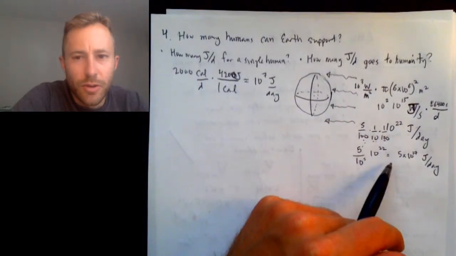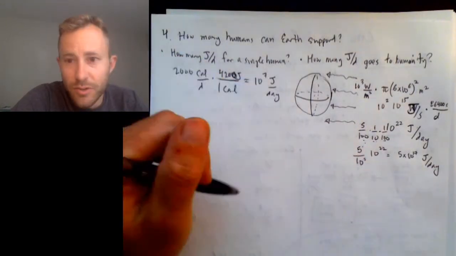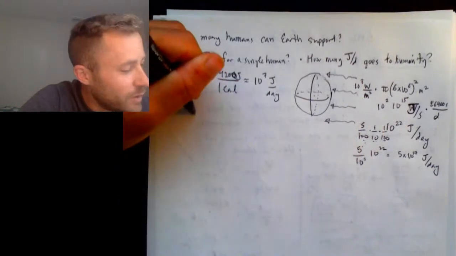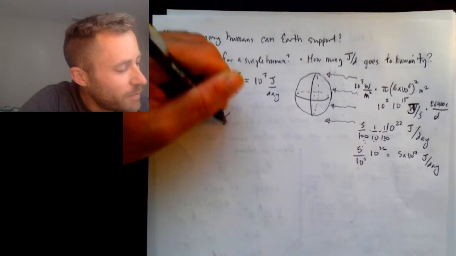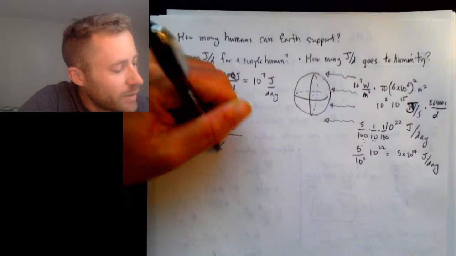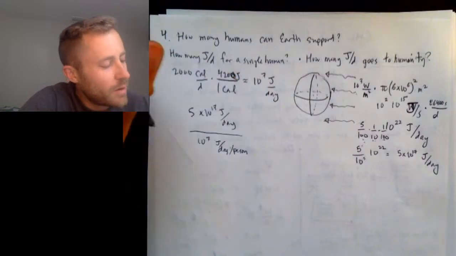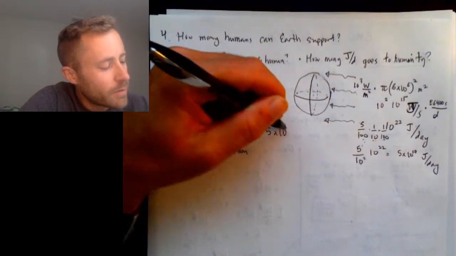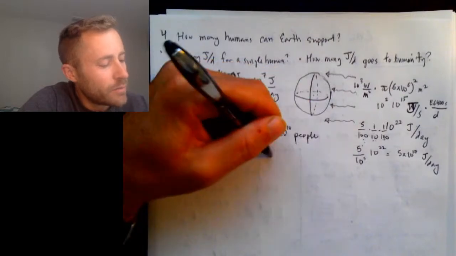Okay, and so if we take the total amount of energy that goes to us and then we divide it by the total number of joules that a single human needs, that would be the number of humans that we can sustain. So we have 5 times 10 to the 17th joules per day for the Earth, divided by 10 to the 7th joules per day per person. And what we get is 5 times 10 to the 10th people, which is 50 billion.